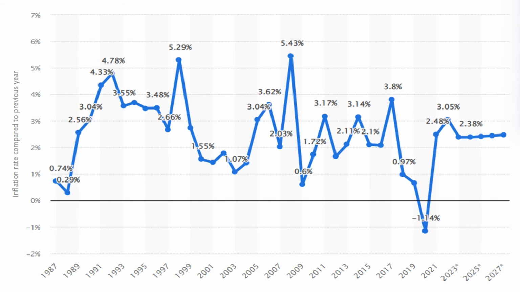The statistics show the average inflation rate in Malaysia from 1987 to 2021, with projection up to 2027. In 2021, the average inflation rate in Malaysia amounted to about 2.48% compared to the previous year.